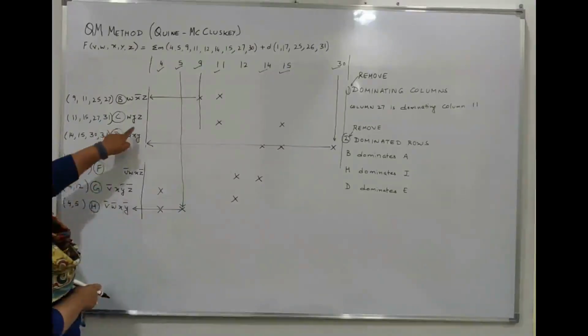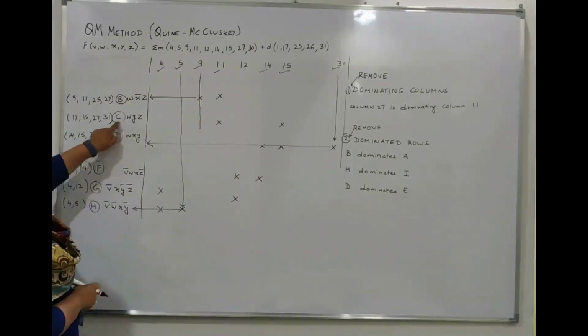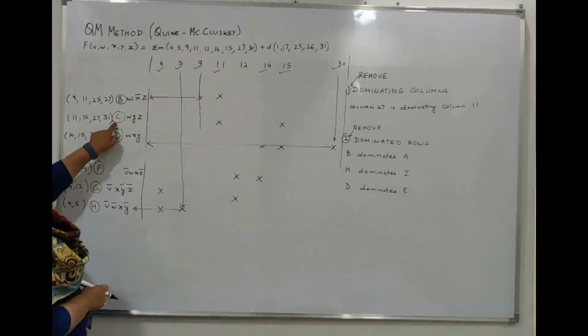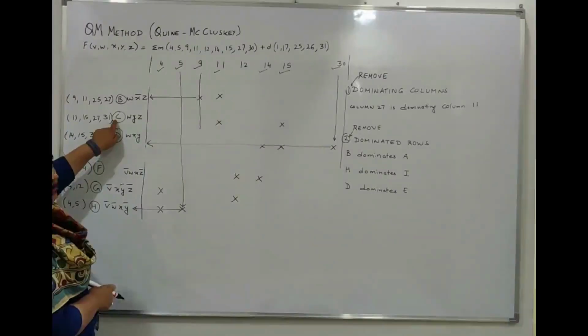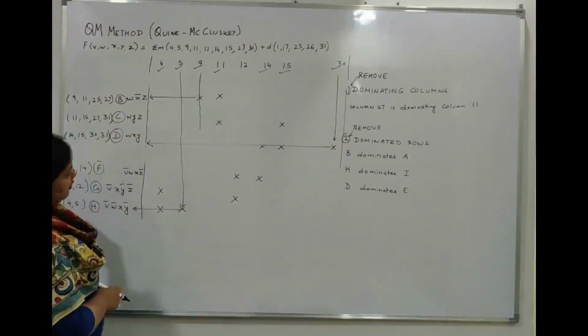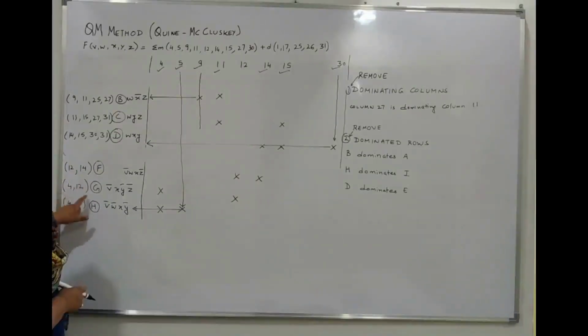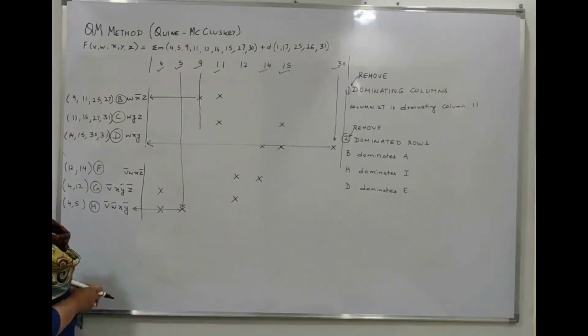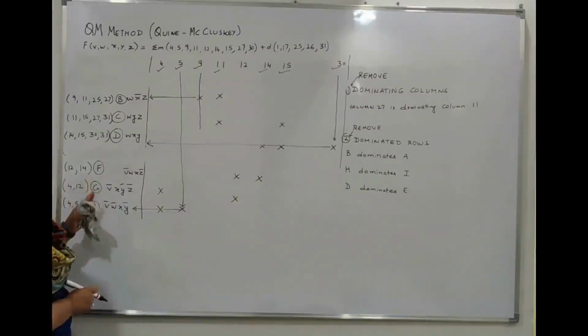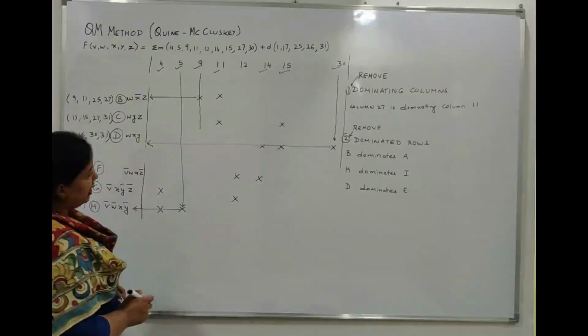That means there is no need of this. This C is not covering 12, so eliminate C. Then we have two terms covering 12, F and G. So either you can take F or you can take G.